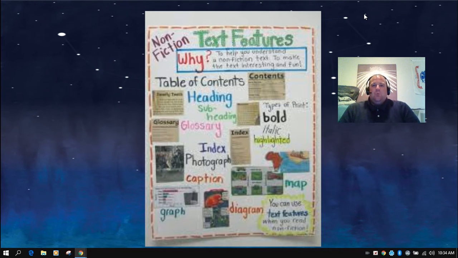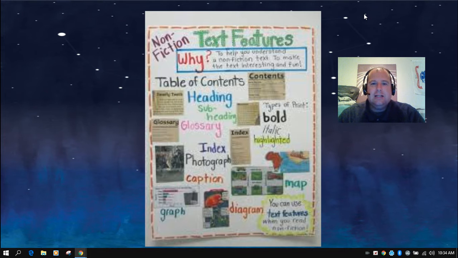So why have text features? They help you understand a nonfiction text to make the text more interesting and fun. Other than just reading, kind of like what we do with fiction stories, text features are things that kind of pop out to us off to the side. So here are some examples on this anchor chart.